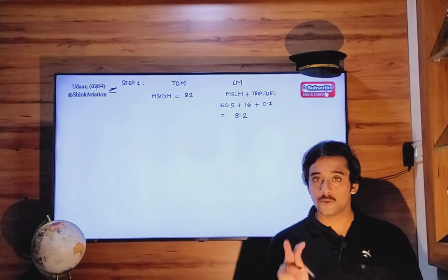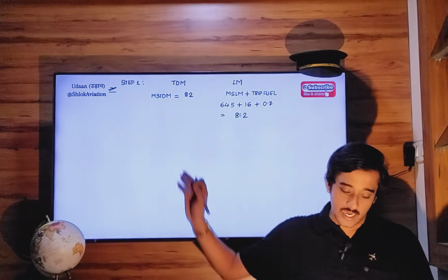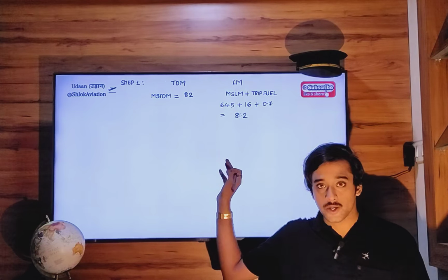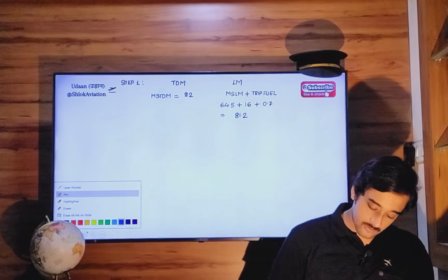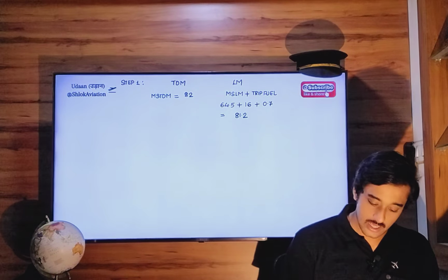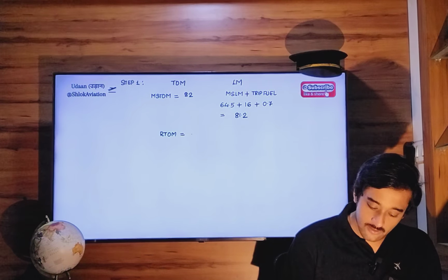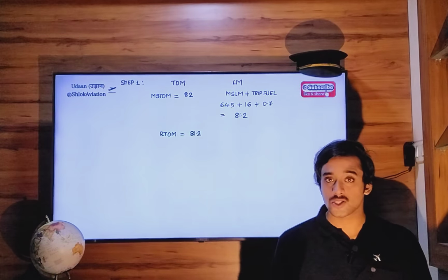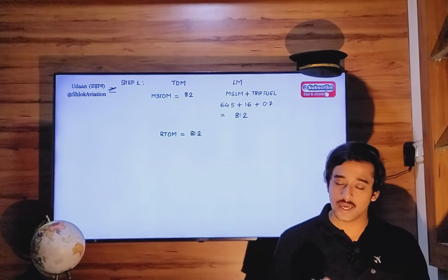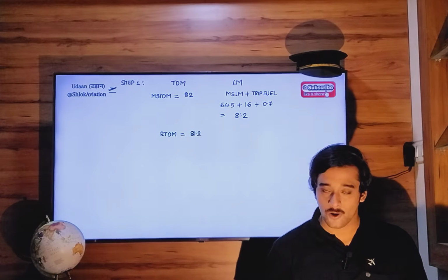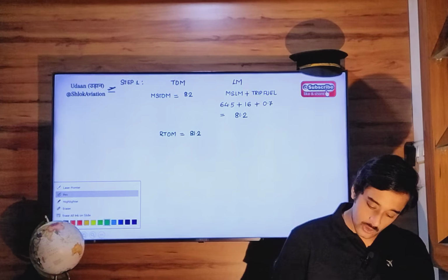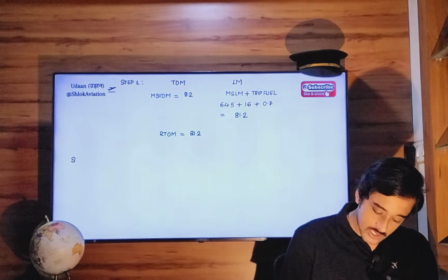So now we have two possible takeoff mass values, 82 and 81.2. You're going to select that takeoff mass value which is the lower one, and that becomes your regulated takeoff mass. So over here, 81.2 or 81,200 pounds is the lower quantity. So that becomes your regulated takeoff mass. Now step number 2, use the formula.